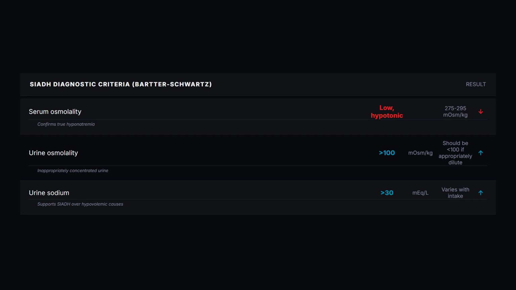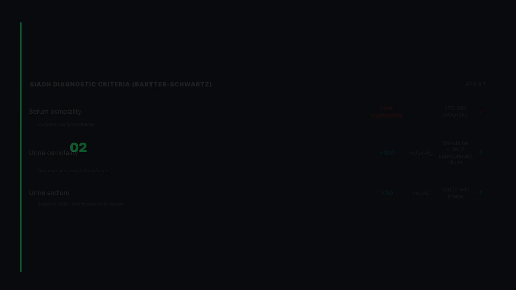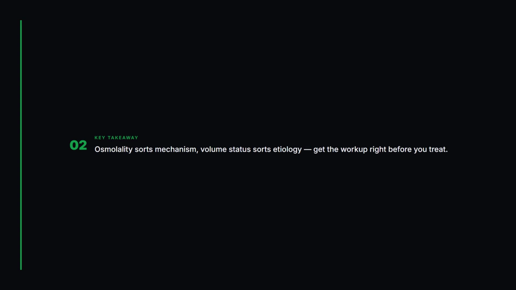Hypotonic hyponatremia, inappropriately concentrated urine above 100 milliosmoles per kilogram. Urine sodium typically above 30 with normal salt intake. Clinical euvolemia and normal thyroid, adrenal, and renal function. Osmolality sorts the mechanism. Volume status sorts the etiology, and glucose correction keeps you from chasing a mirage. Get the workup right before you touch the treatment plan.